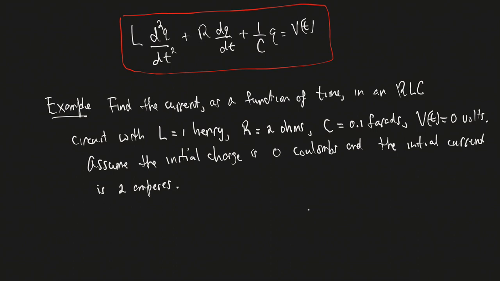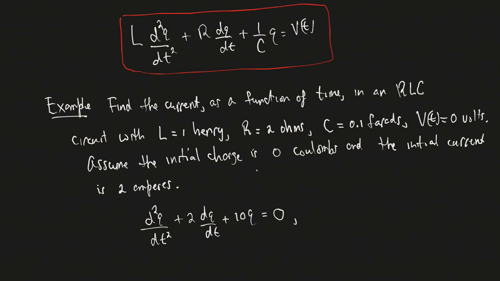All right, well, let's set up, let's write down the IVP. So our L is 1, so it's going to be d2q dt squared, and then our resistance, so plus 2 dq dt plus 1 over 0.1. Now, 1 over 0.1 is 10, so this is 10q, and then it's homogeneous because we have no external voltage, so 0. So there we go, that's our second order ODE.